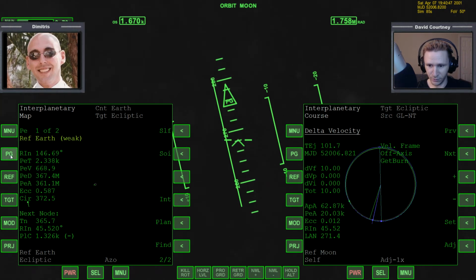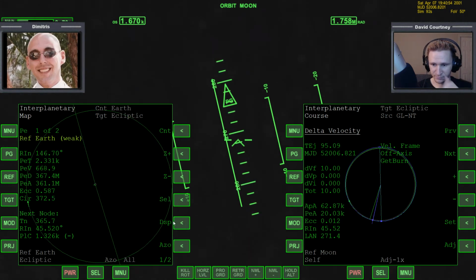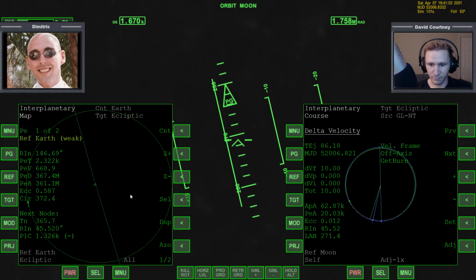And then we want to do PG plan, I believe. Display first. You don't have a plan yet. You only have a 10 meter per second burn over here. Okay, remove the auto zoom and we have already the projection where we want it, and now we're going to set up the plan.